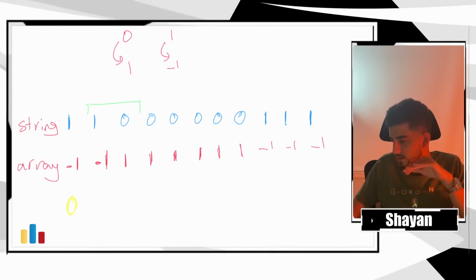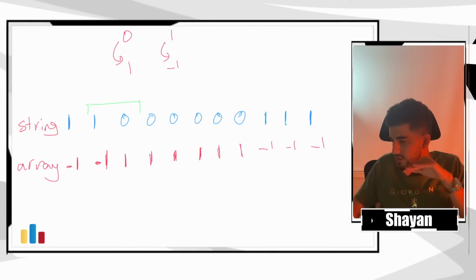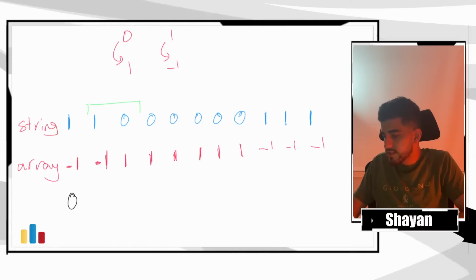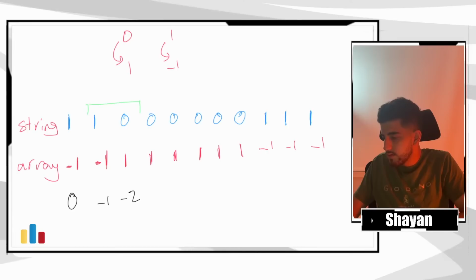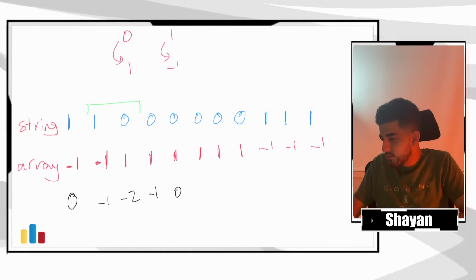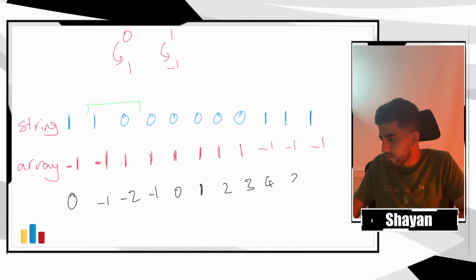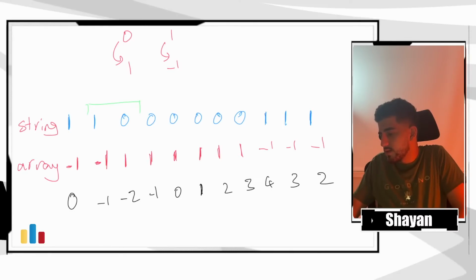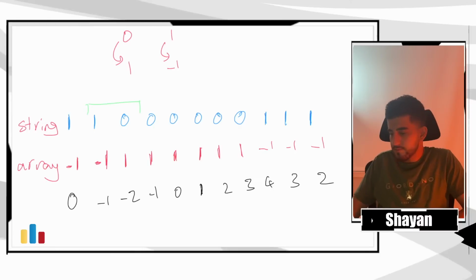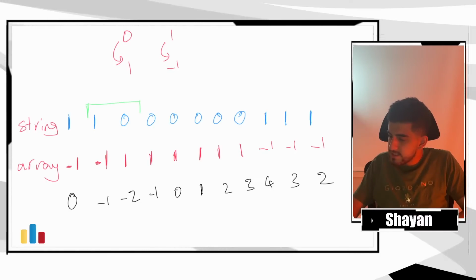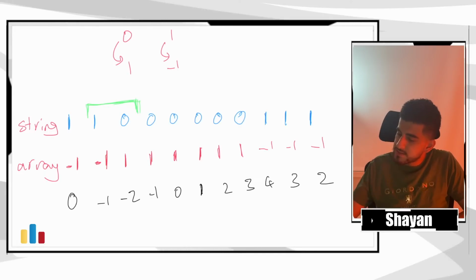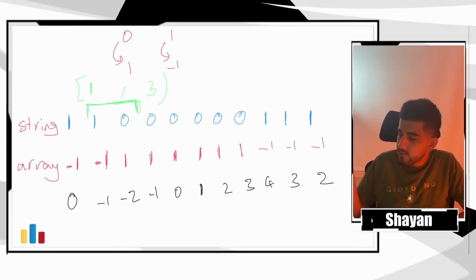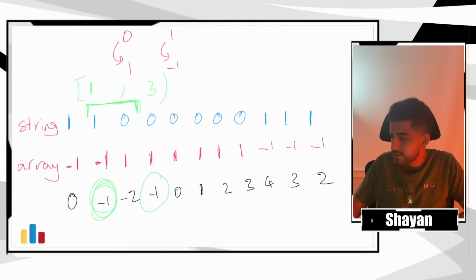Let me change the color because this is not very clear. So till here prefix sum is 0, -1, -2, -1, 0, 1, 2, 3, 4, 3, 2, and the last one is also 1. This is going to be our prefix sum, and I'm saying that this interval is good. This interval is from index 1 to index 3, inclusive, exclusive, if and only if prefix of 1 is equal to prefix of 3.